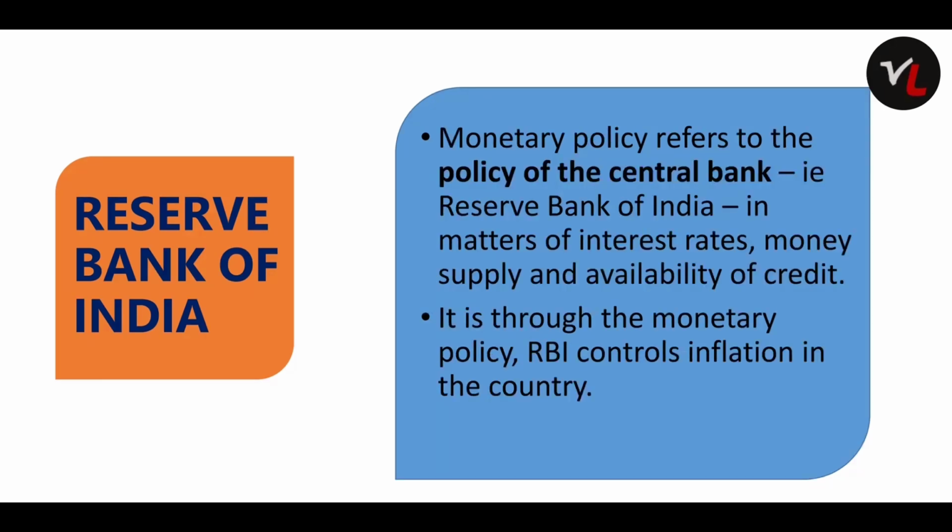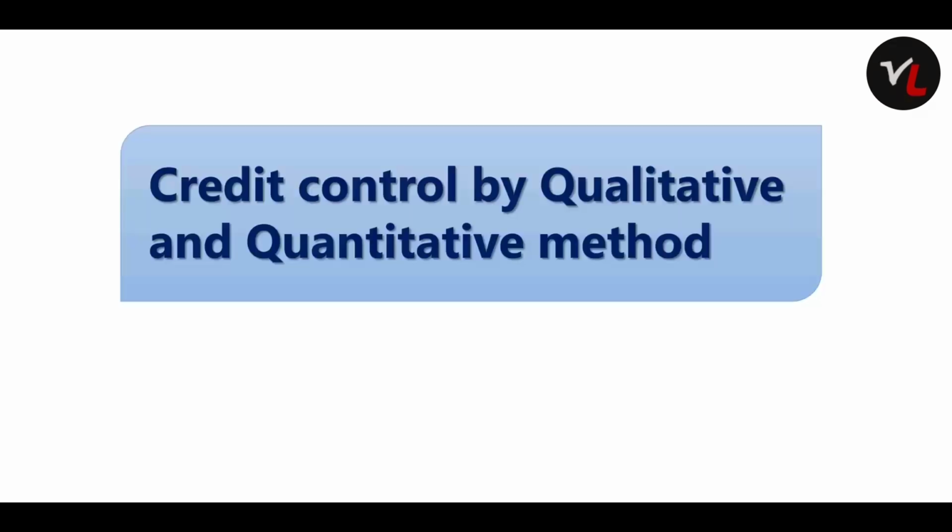One of the main functions of the Reserve Bank of India is the formulation of monetary policy. What is monetary policy? It is the policy issued by the central bank of the country, here in this case the Reserve Bank of India, in matters of interest rate, money supply and availability of credit. So it is through this monetary policy that RBI controls inflation in the country. Now let's move on to the measures taken by RBI for credit control. We will look into the quantitative methods by which RBI controls the money supply in the market or economy.